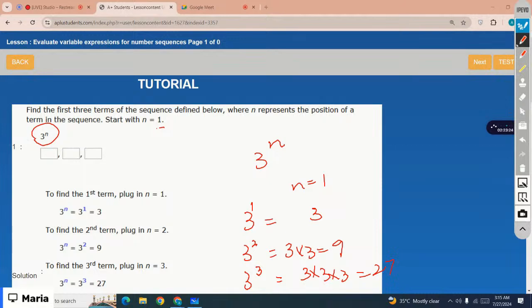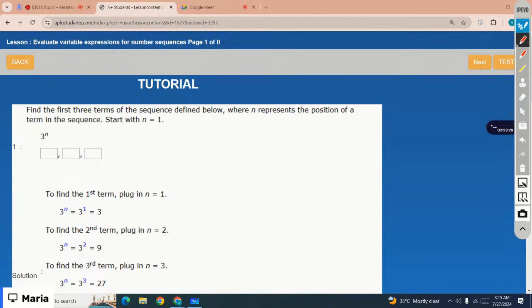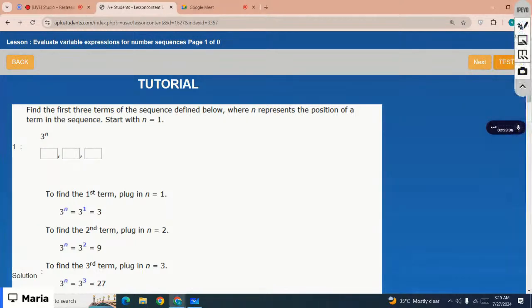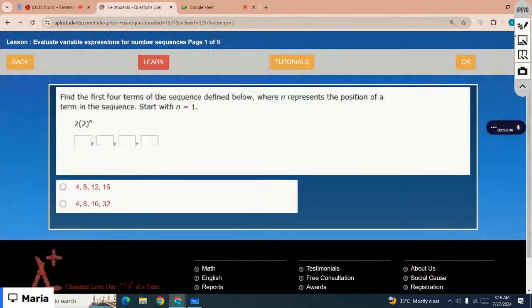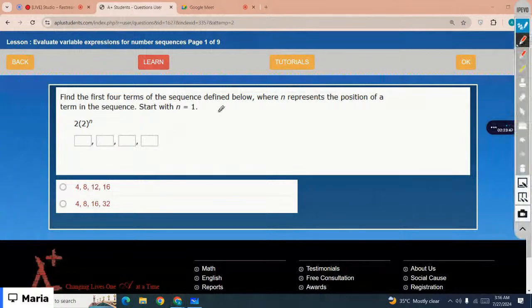Okay, let's just start with the test questions. The first one is find the first four terms of the sequences defined below, where n represents the position of a term in the sequence. Start with n equals 1. So let's just start with n equals 1, right? You have to find the four terms. So first one is 2. For this one, you have to evaluate the exponent. So exponent 1 is exactly the same number.